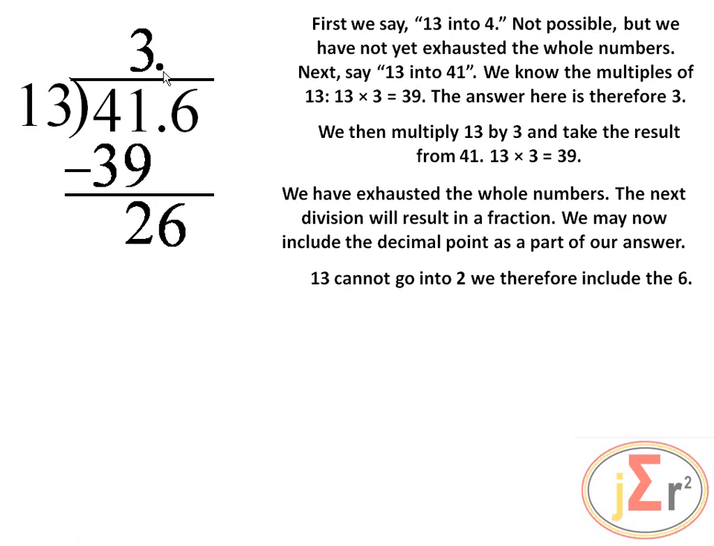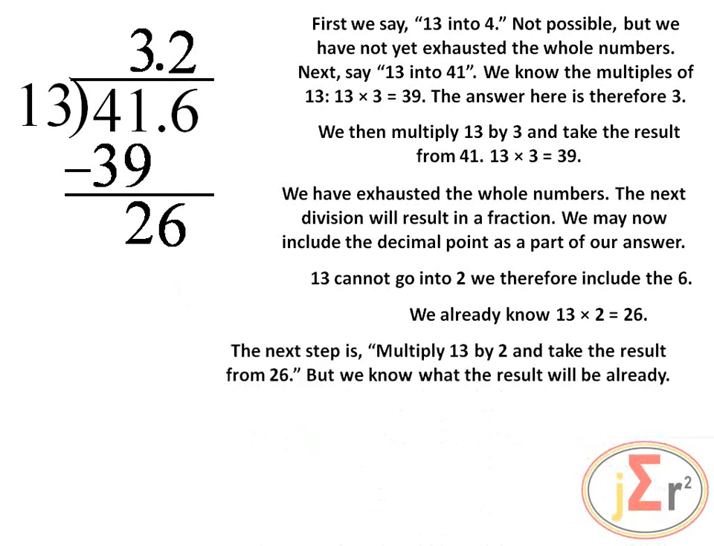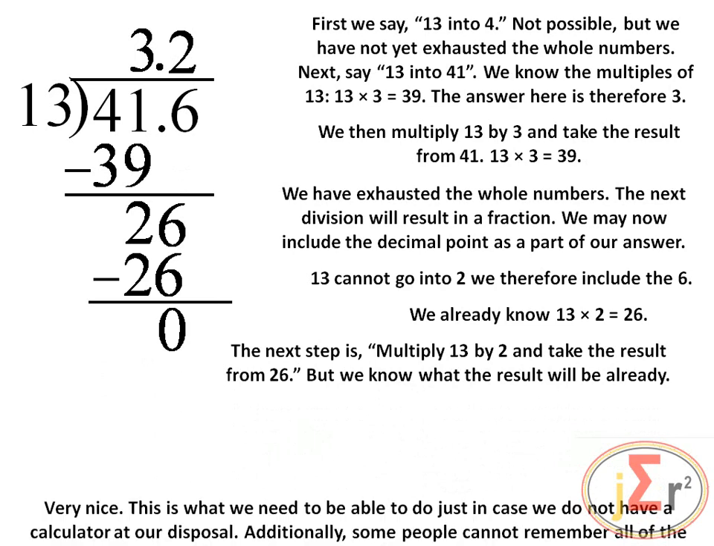because we are going beyond the whole numbers now. So we may include the point, and we do not have to wait until we have encountered the fractions. So as long as we have exhausted the whole numbers, we may place the point right there. We already know 13 multiplied by 2 is equal to 26. 13 times 2 is 26. We are finished. The next step is multiply 13 by 2 and take the result from 26. But we know what the result is already. And we subtract that and the result is 0, and we are done.